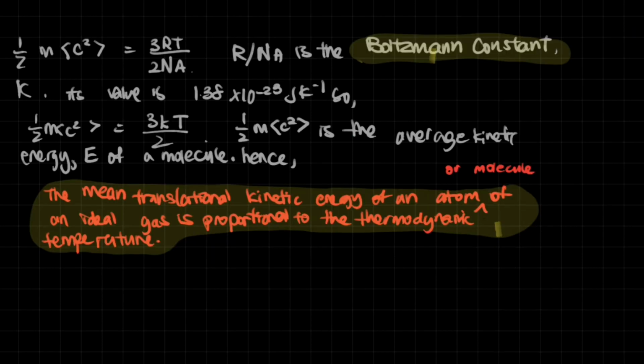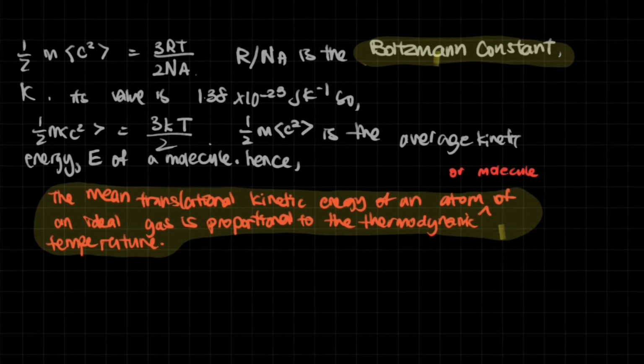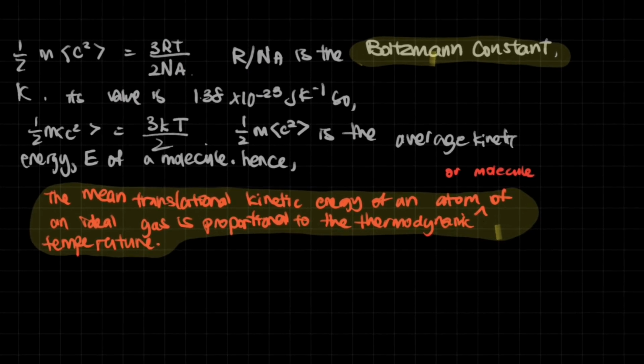So finally, we get 1 out of 2 m velocity squared is 3 divided by 2 RT divided by the Avogadro's constant. Now, what is very interesting is this constant of proportionality, R, divided by the Avogadro's constant is the Boltzmann constant. So we have a new constant coming in, and this is denoted by k. Its value is 1.38 times 10 to the power of negative 23 joules per kelvin. That's the Boltzmann constant, and we're going to use it to replace this.